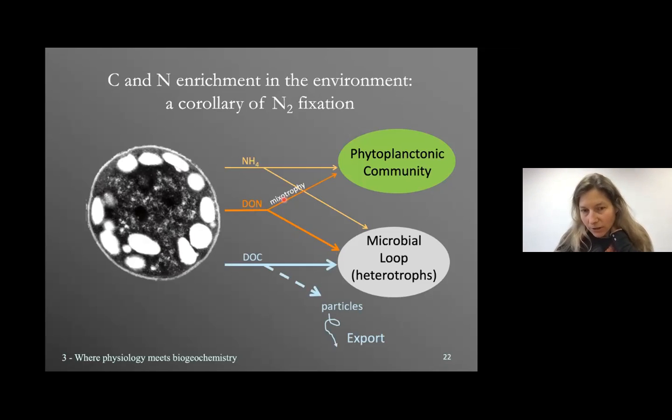Last, we discovered that there is significant exudation of carbon, which stimulates the microbial loop and participates to a lesser extent in export. So that's the biogeochemical consequences of growing diazotrophically. Oh yeah, and I forgot the photoheterotrophy, sorry.